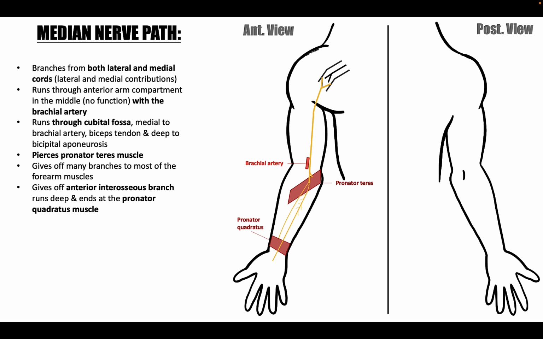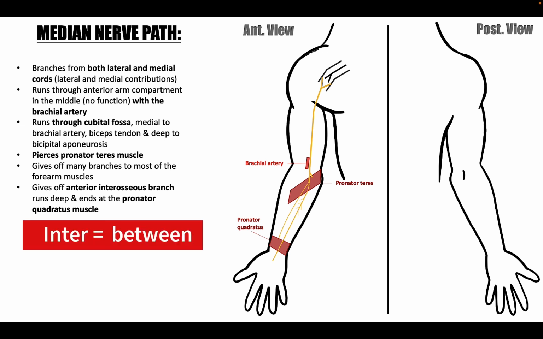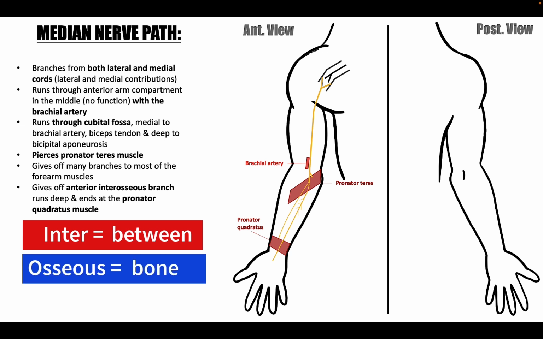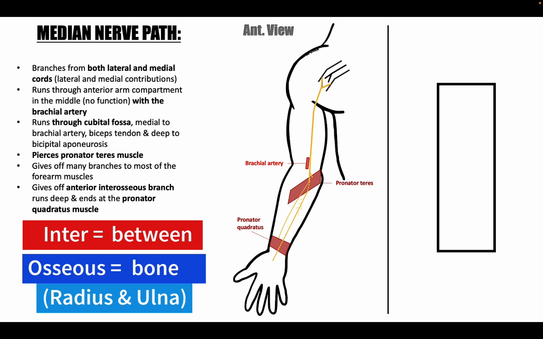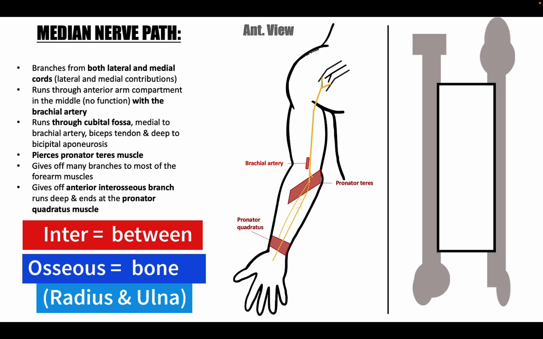describes, on the anterior side of the interosseous membrane. Inter means between. Osseous refers to the bones, and in this case, because we're in the forearm, we're talking about the radius and the ulna. So we're talking about a membrane that connects the radius and the ulna and separates anterior forearm from posterior forearm. The anterior interosseous nerve runs on this membrane until it reaches a muscle called the pronator quadratus.